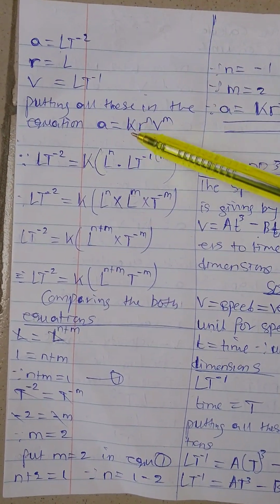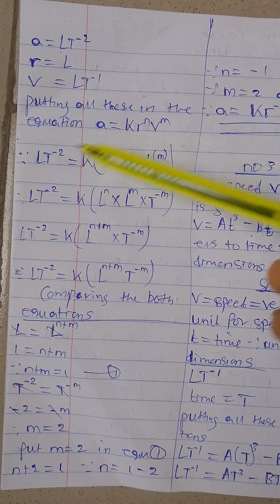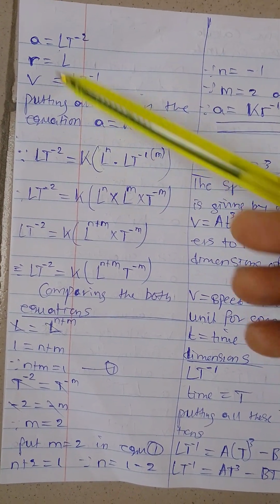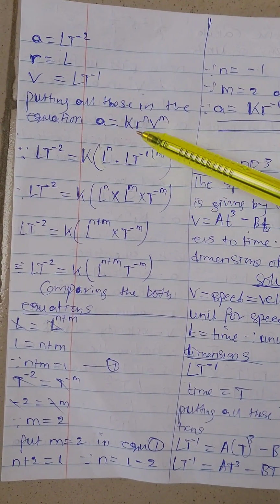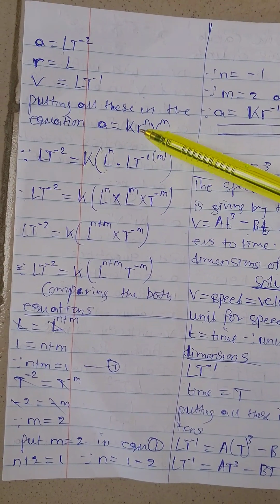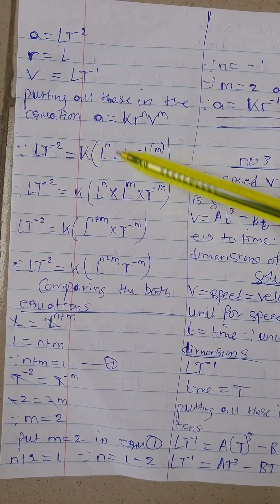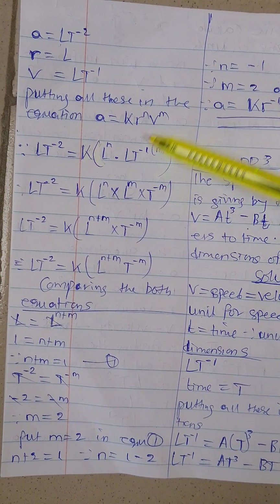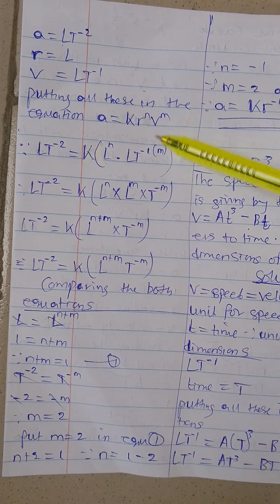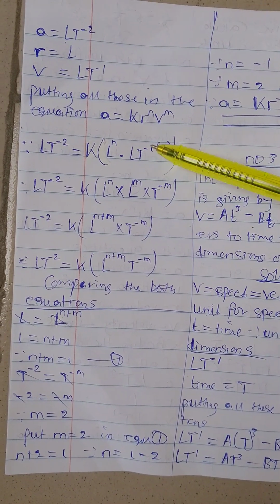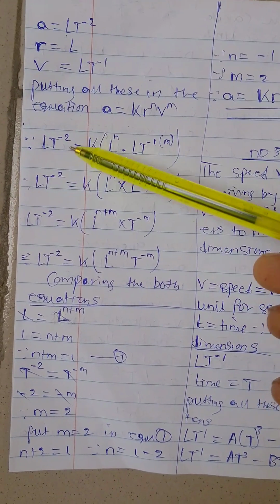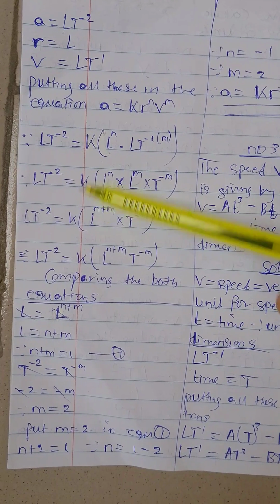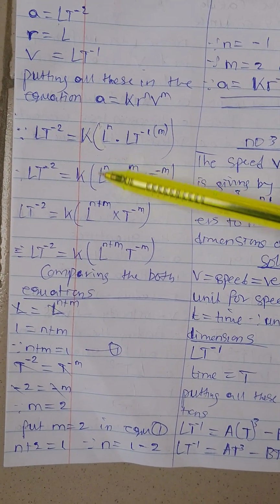Now putting everything here, the dimension for acceleration is equal to k, a constant, times the bracket. The dimension for radius is L, which is L raised to the power n, times the dimension for velocity, which is L T raised to the power minus 1, in a bracket raised to the power m. Now that becomes L T raised to the power minus 2 is equal to k times the bracket L raised to the power n times.